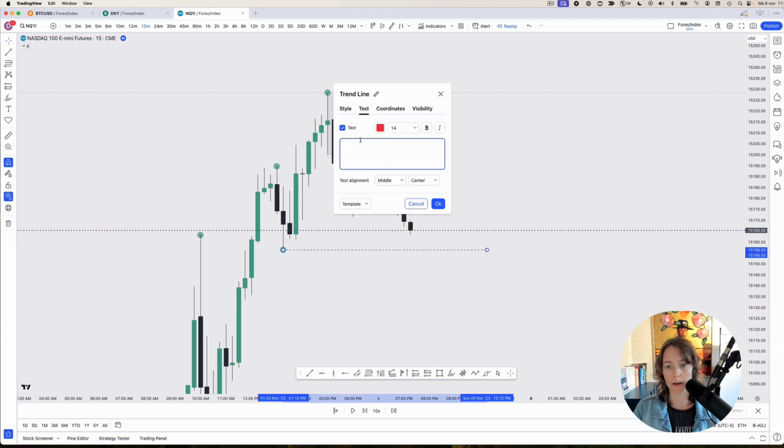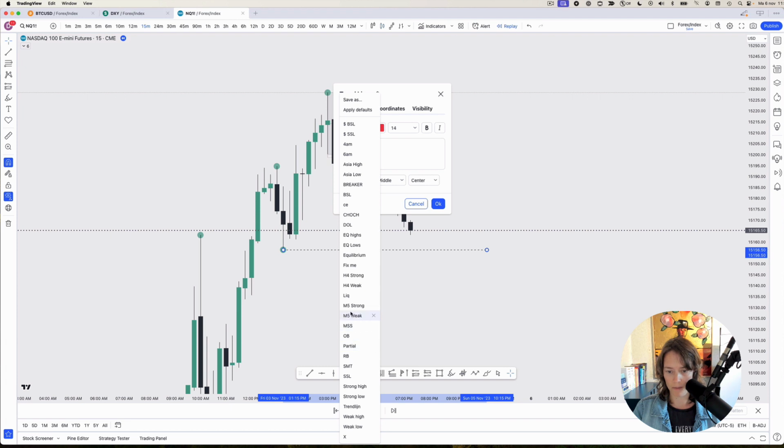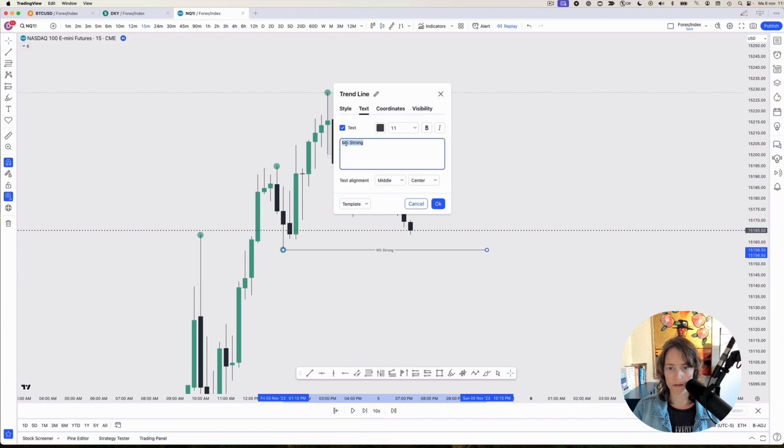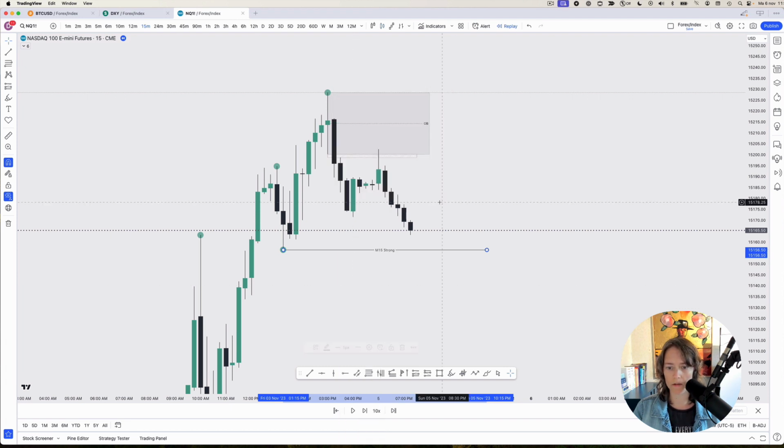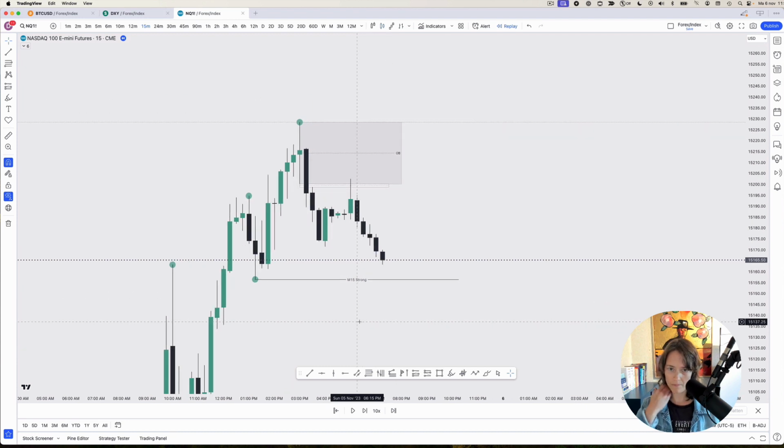Can liquidity be grabbed? Absolutely. We are on a 15-minute chart, so this is a protected low, and the weak high should be this one. That's the one that should be targeted.